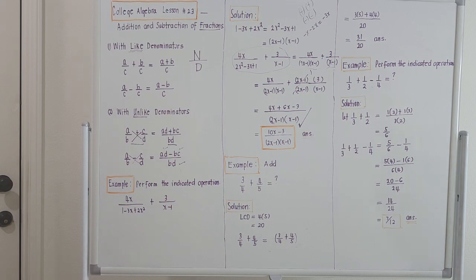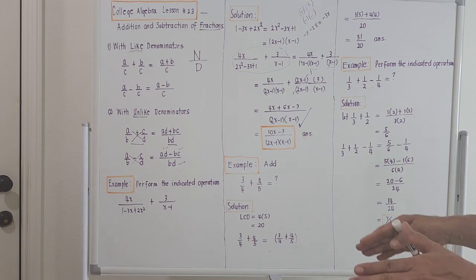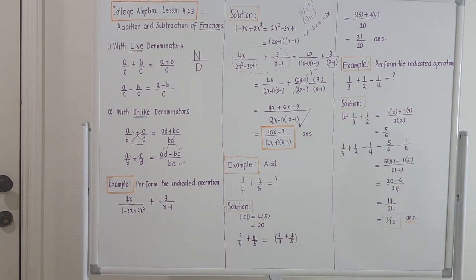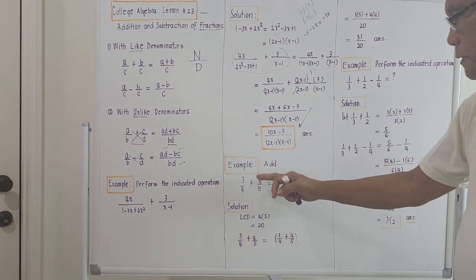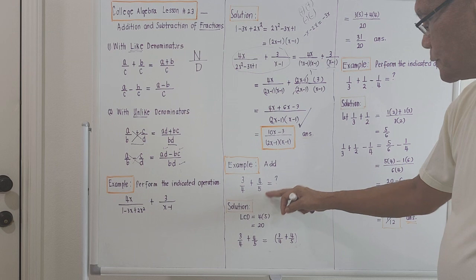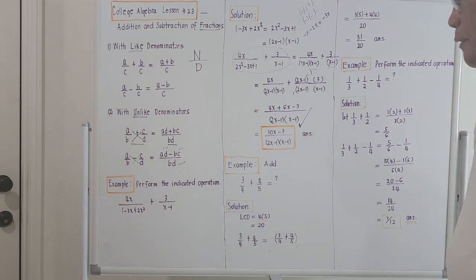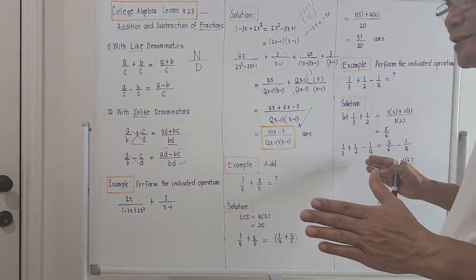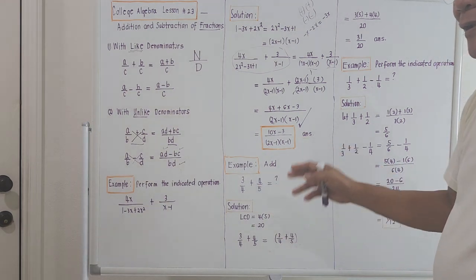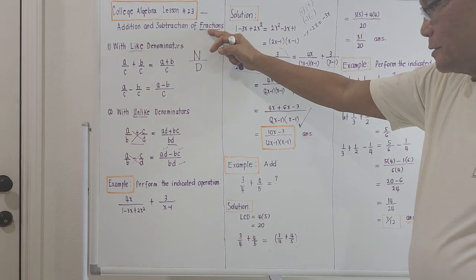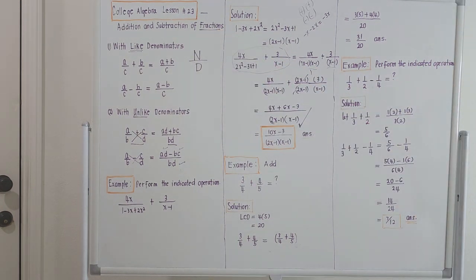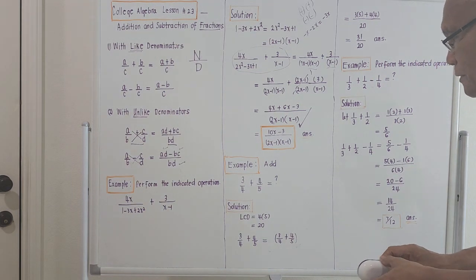Okay, let's try to bring out the addition of just plain real numbers. Example number 2: add the quantity 3/4 plus 4/5, and what will it be equal to? This is now not an algebraic expression. They are both real numbers. They are both fractions because our topic for the meantime is fractions, right? Okay, let's try to bring out the solution. Actually, we don't even need the LCD here.